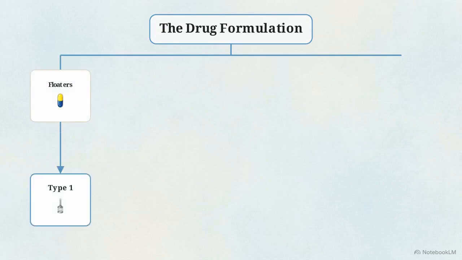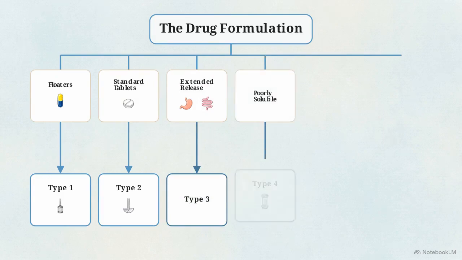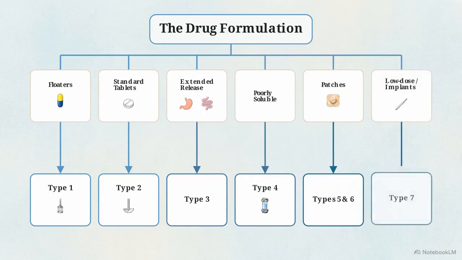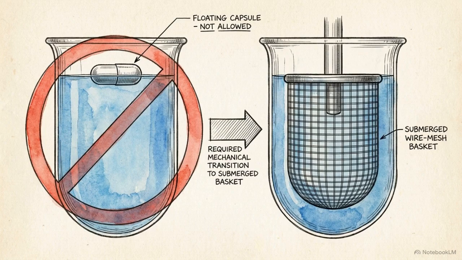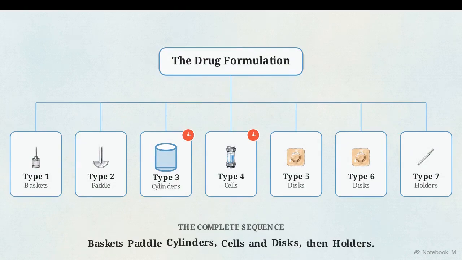Floaters go to type 1, standard tablets to type 2, extended release needs type 3, poorly soluble drugs require type 4, patches use 5 or 6, and low-dose implants land on type 7. For everyday efficiency, default to the type 2 paddle unless the pill floats. If it floats, use the type 1 basket. For complex formulations that resist dissolution, you must accept the higher setup time of types 3 or 4 to achieve accurate sink conditions. This flowchart matches our sequence: baskets, paddles, cylinders, cells and discs, then holders.